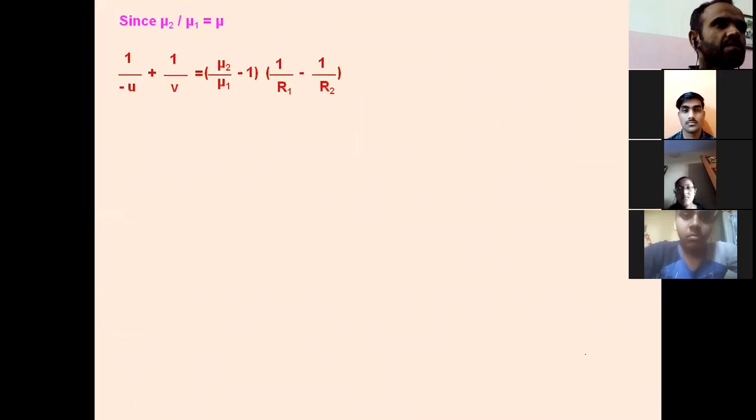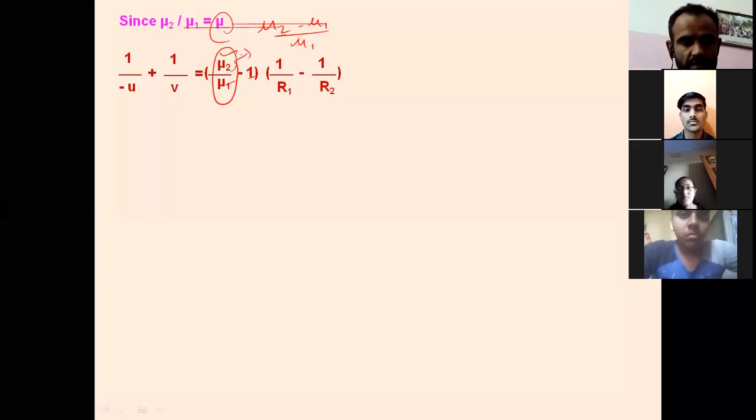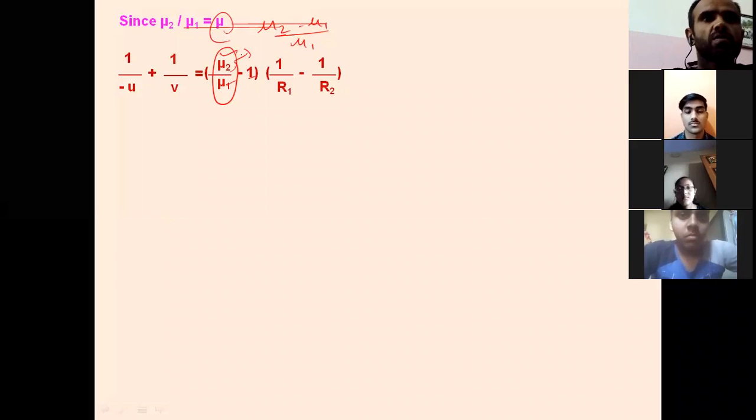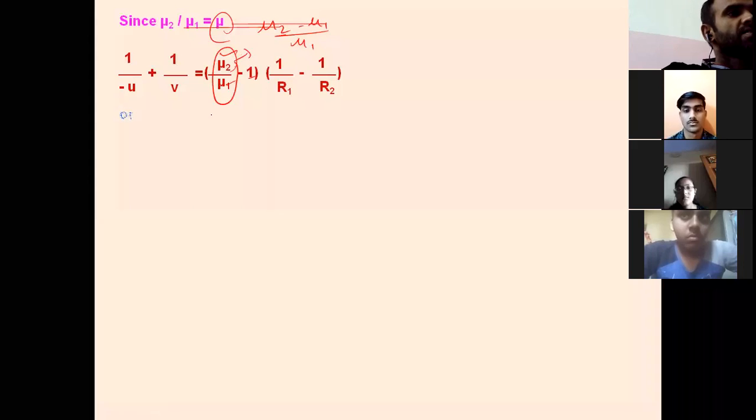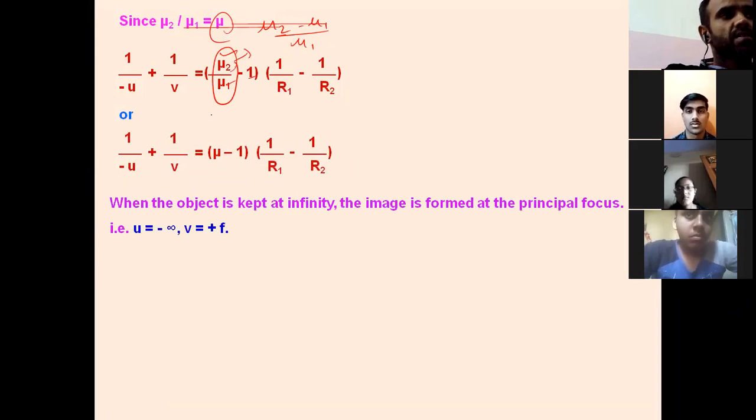Okay, let us see in the next slide. Okay, देखो यहाँ पर क्या था? What was there? μ2 minus μ1 by μ1. इसको सिंप्लीफाई कर दिया, μ2 by μ1 minus 1. Now μ2 by μ1 is what? Relative refractive index of the medium. तो इसको हम mu लिख देंगे. mu लिख देंगे तो फॉर्मूला क्या हो जाएगा? This is mu minus 1, mu minus 1 into 1 by R1 minus 1 by R2.